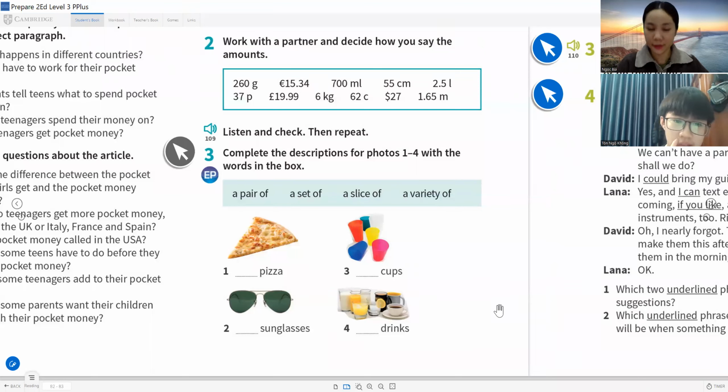A pair of sunglasses, a set of cups, a variety of drinks. Ok, a variety of drinks.